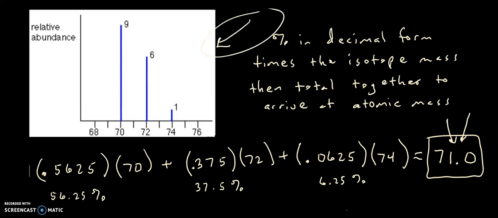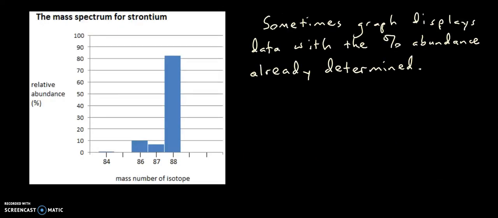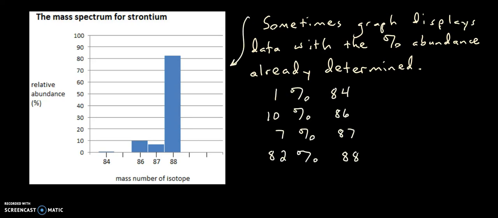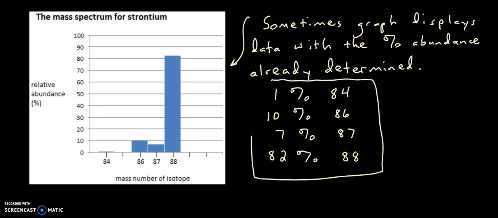One needs to be aware that sometimes the graph for a spectrophotometer will display the data with the percent abundance already determined, as we see in this graph for the element strontium. This graph indicates, for example, for strontium, the bar graph says we have 1% of isotope 84, 10% isotope 86, 7% isotope 87, and 82% isotope 88. This data could then be used, as we did previously, to establish the average atomic mass for the element strontium.